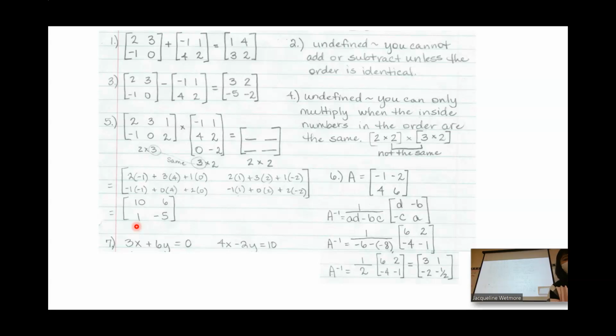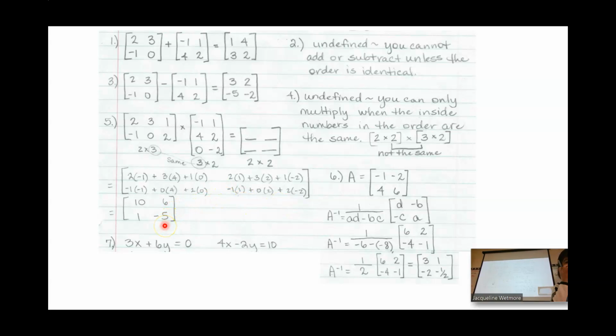And then for the last one, second row, second column. So we're going to multiply the second row by the second column. So we're going to do -1 times 1, 0 times 2, and 2 times -2. So that's what you see right here.